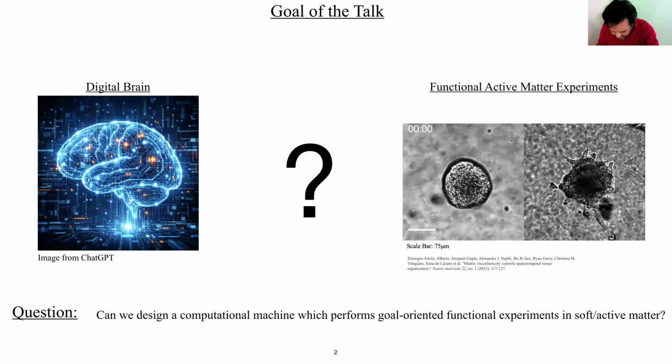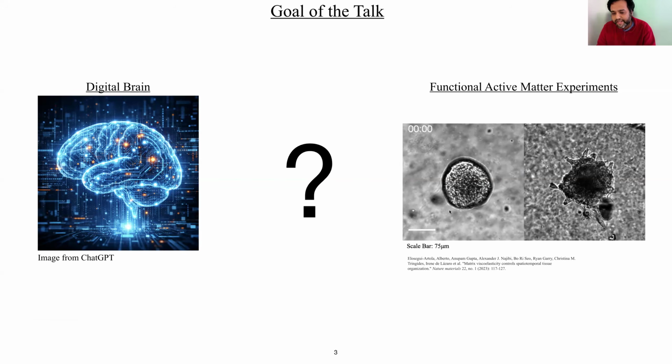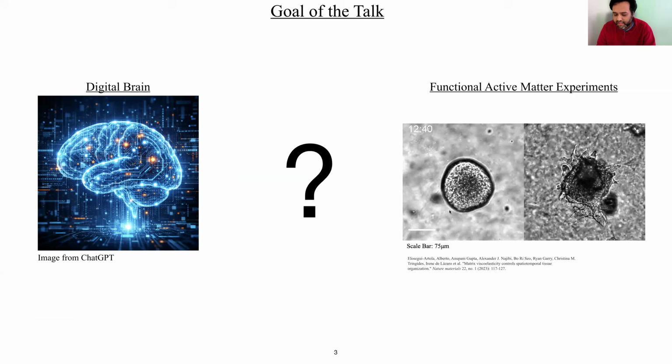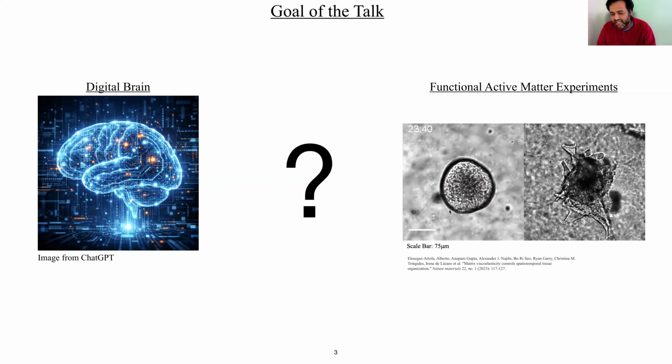Okay, so as we are living in these current times, I want to ask a question which is pertinent. On the left side, you have a digital brain. It's some kind of a computational machine. And on the right side, you have active matter experiments. Active matter experiments, as you know, are non-equilibrium and range across many scales. In this representative example, you have a space-time domain, which is generally called a tumor, and this is embedded in a viscoelastic matrix.